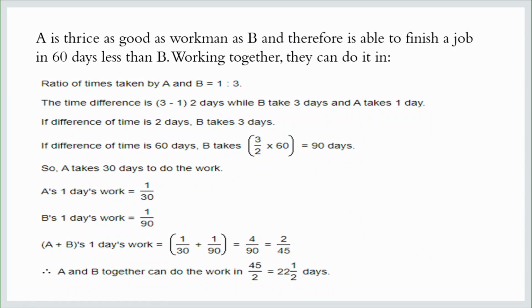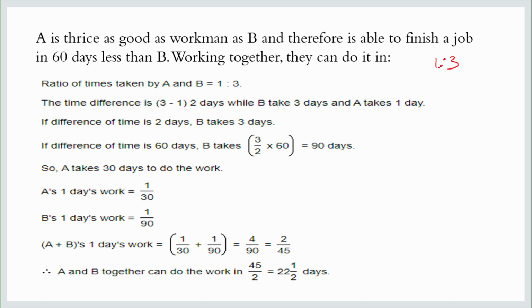A is thrice as good a workman as B, and therefore is able to finish a job in 60 days less than B. Working together, they can do it in how many days? A is thrice as good as workman B. The ratio of the time taken by A and B is given as 1:3. This is given.